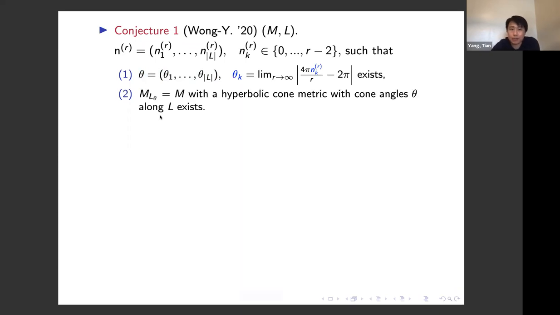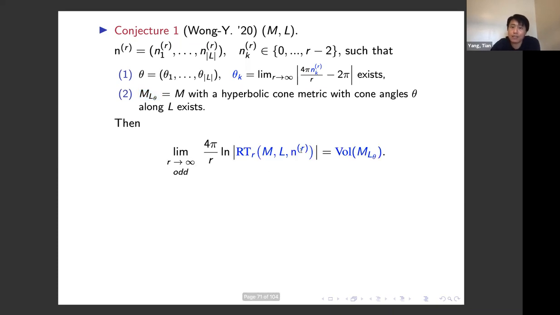And second, we assume that a hyperbolic cone metric on M with singular locus the link L, and cone angles theta, exists. So we assume that such a cone metric exists, and we denote it by (M, L, theta). So this is M with this cone metric. Okay. Then we have this relationship: the growth rate of this relative Reshetikhin-Turaev invariants with this sequence of colorings equals the volume of this hyperbolic cone metric. In particular, the cone angles theta are given by the colorings n_r in this particular way.